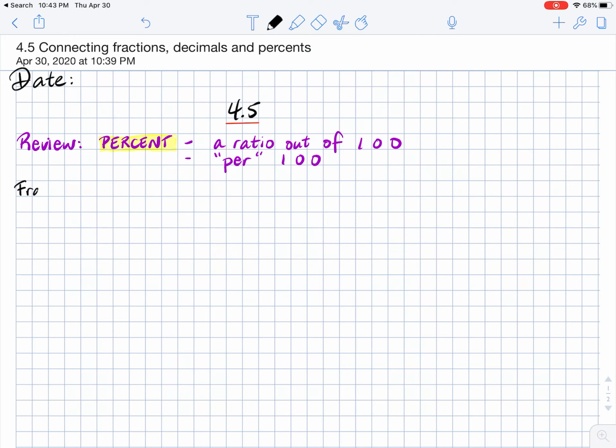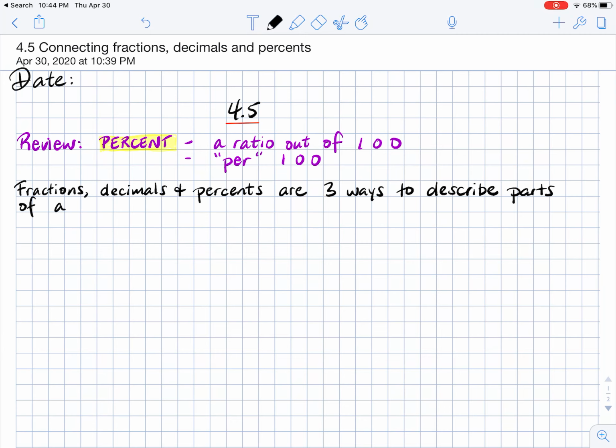So also note that fractions, decimals, and percents are three ways to describe parts of a whole. And this lesson will explore the connection between fractions, decimals, and percents.